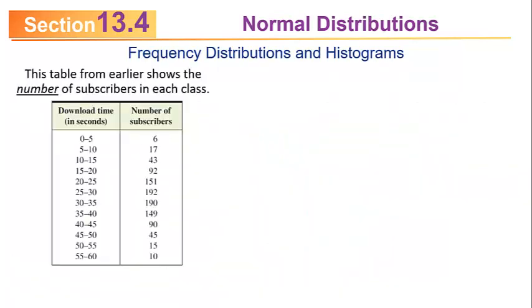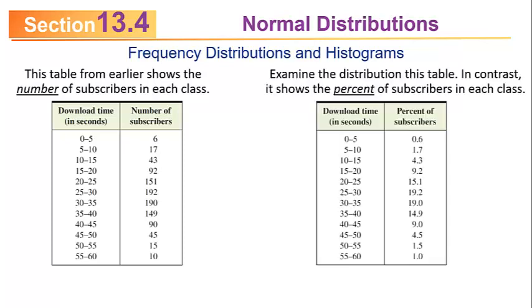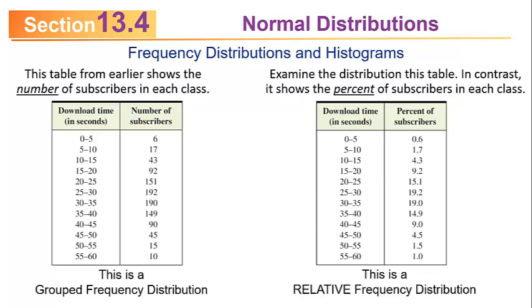Let's pull this table in and continue looking at it. I can change from just the raw number of subscribers and instead look at the percent of subscribers. If I take the table on the left and change nothing except the number into a percent, I go from a group frequency distribution to something called a relative frequency distribution. Group frequency on the left uses the raw numbers. Relative frequency on the right changes those to percentages.